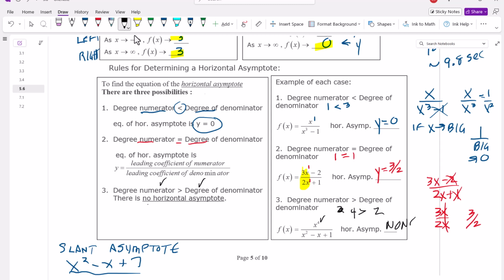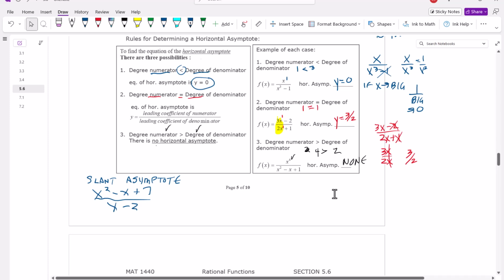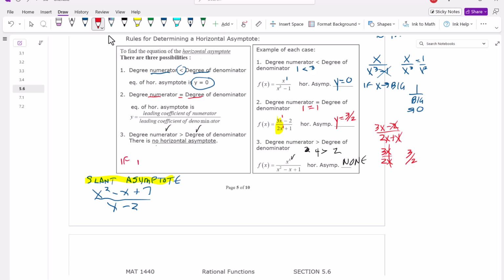Now, what I want to talk about here is that you can get what's called a slant asymptote, and you only get this if the degree of the numerator is greater than the degree of the denominator by 1. So in example 2, you have a degree of 2 and a degree of 1. 2 is bigger than 1 by 1, so you get a slant asymptote.